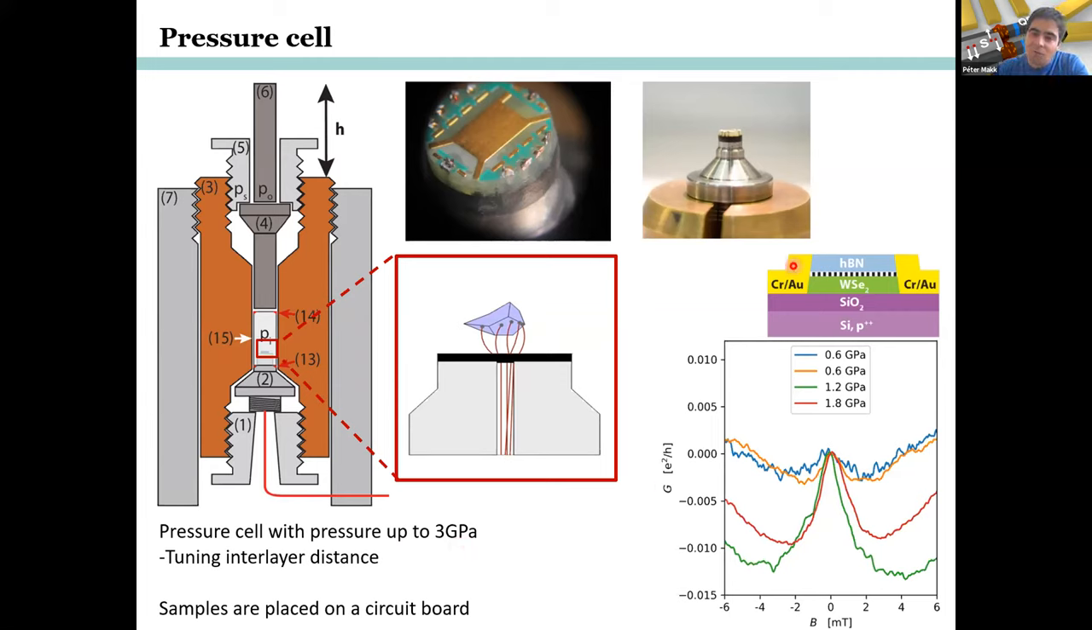Here is one of our initial measurements, where we have placed graphene on a tungsten selenide crystal. And you can see that we see a bit of anti-localization from the effect of spin orbit interaction which is induced in graphene. What we hope to see in these measurements is that as you increase the pressure, the anti-localization increases, which should signal an increase in the strength of the induced spin orbit interaction.